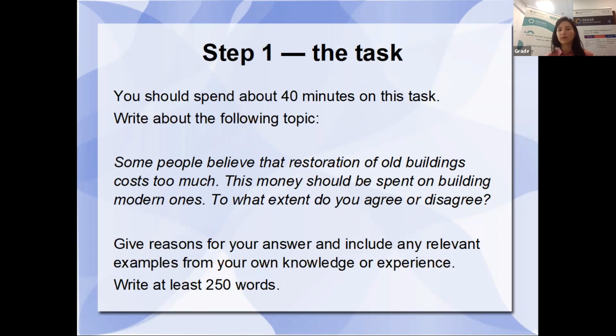So some people believe that restoration of old buildings costs too much and this money should be spent on building modern ones. To what extent do you agree or disagree?